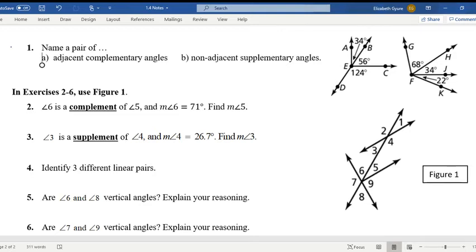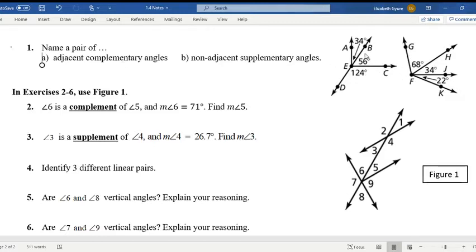So in this video, we're just going to take a look at some different examples. Number one says, name a pair of adjacent complementary angles. And we're going to use our diagram here to figure that out. So remember, adjacent means the two angles share a vertex and a side. And then complementary means they add to be 90.